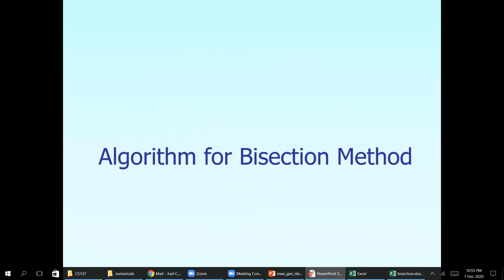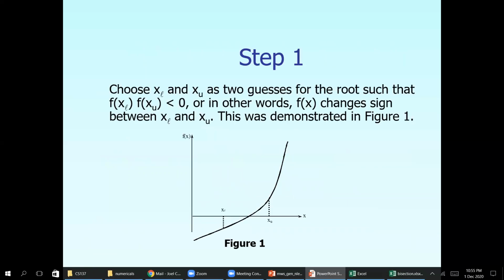So what is the algorithm behind it? First step, define your upper limit and lower limit. Guess two values. x sub l should give us a negative result, and x sub u should give us a positive result. So supply a value of x. If it's negative, it will be considered as x sub l, and if the result is positive, that x is x sub u.